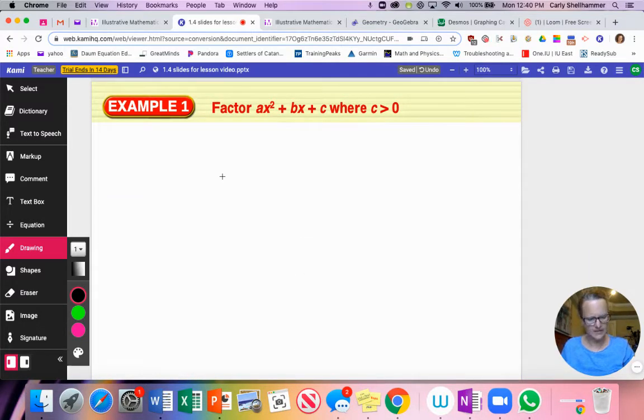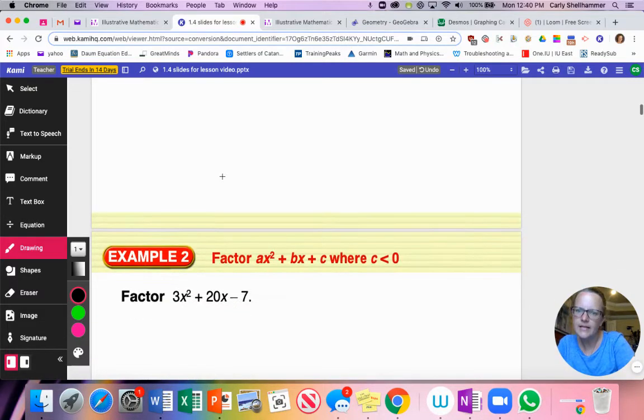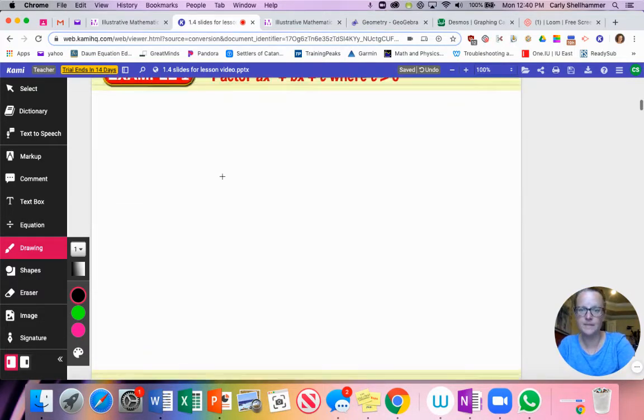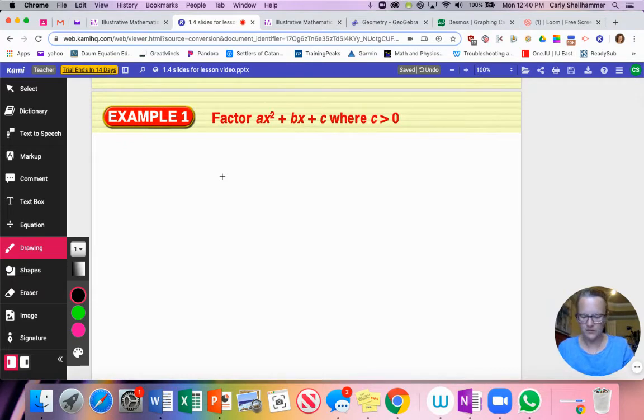Example 1 is missing. That's odd. Well, that's not it. I must have accidentally deleted it. So let's just write it down. I have 5x squared minus 17x plus 6.